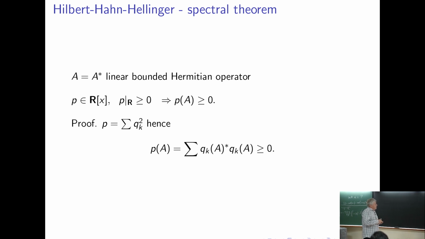The statement is the following. If we take a polynomial which is non-negative on the line, and we apply it to the operator, this is non-negative in the Hilbert space sense as a linear transformation. Highly non-trivial. You have an infinite matrix, you have a non-negative polynomial.